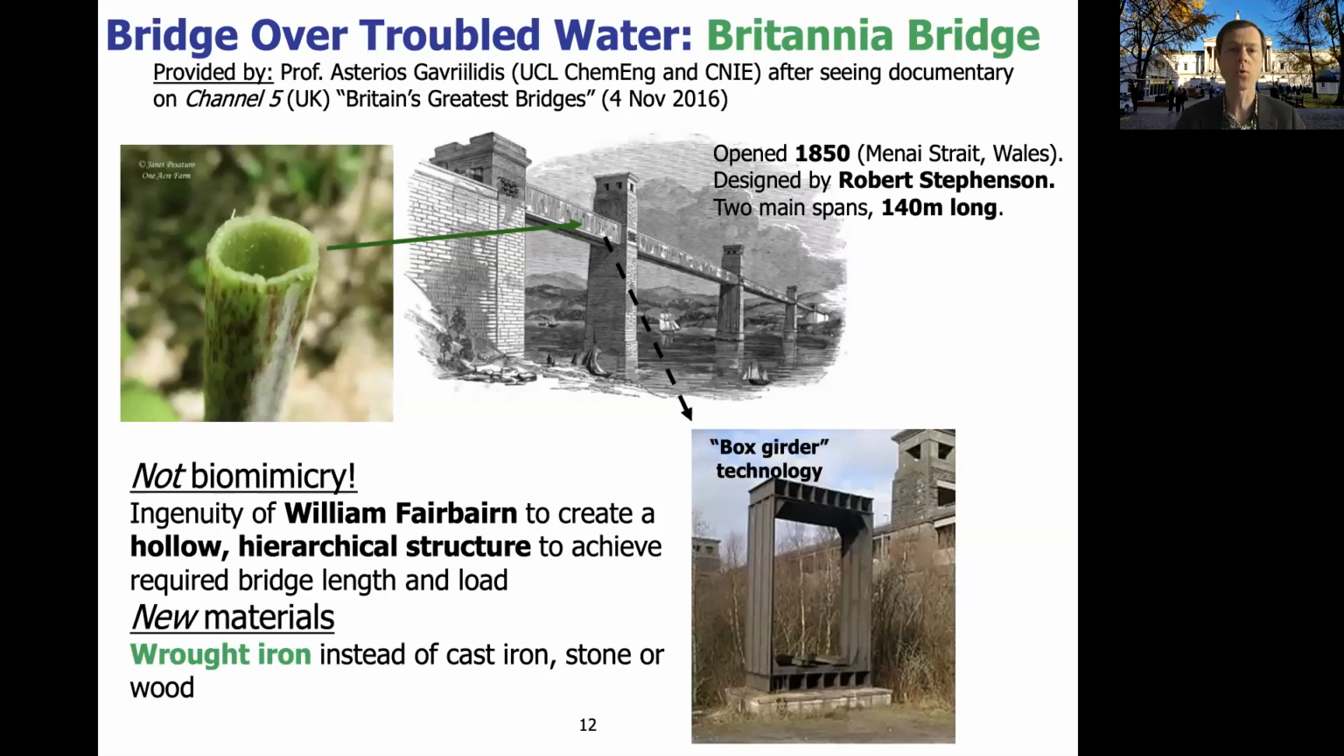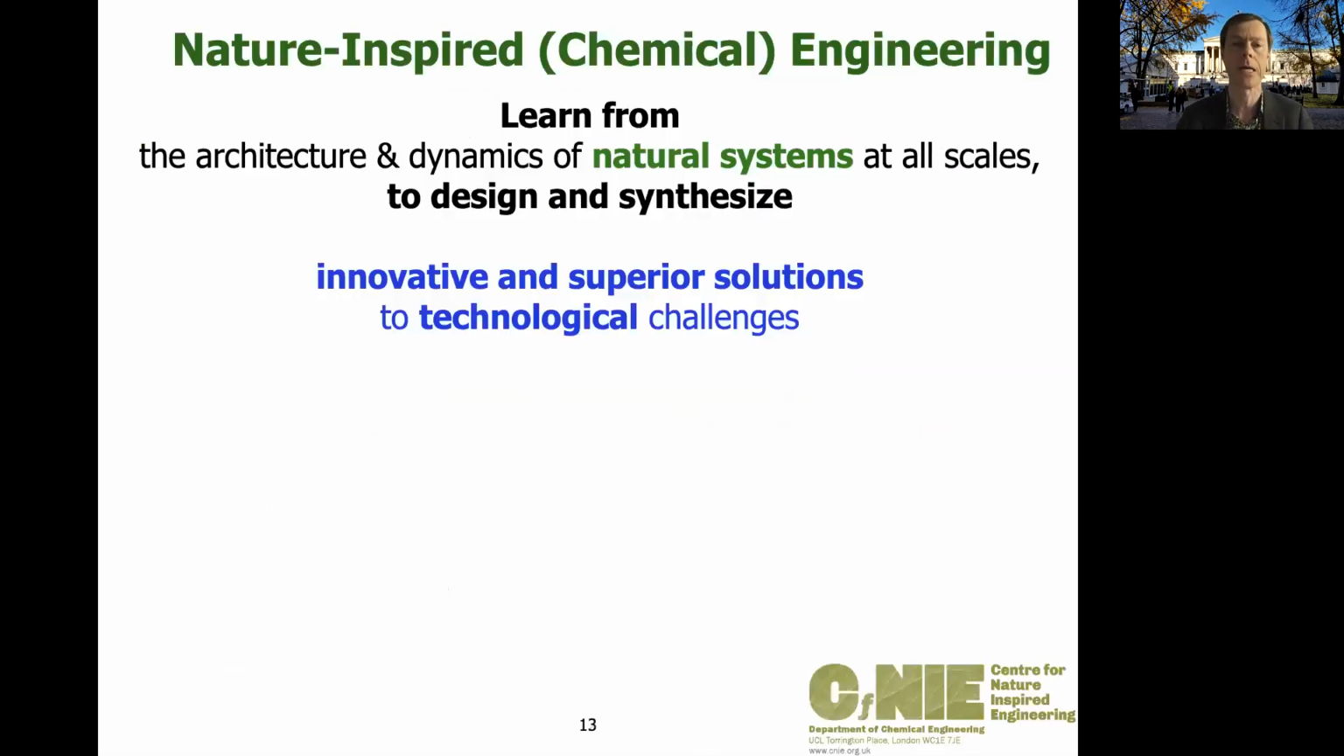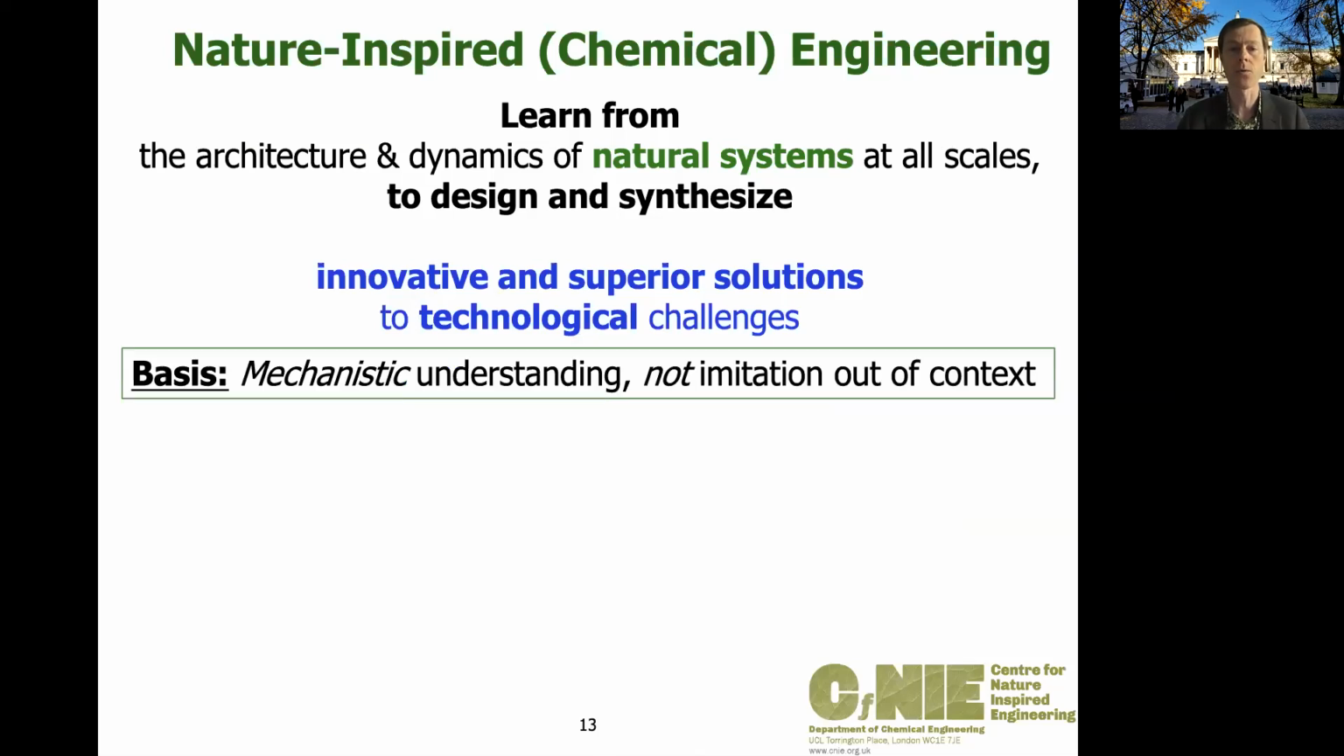And so it's important to integrate elements of new construction, new materials, new insight, and combine this with the inspiration you get from nature. So this to me is a really beautiful example of nature-inspired engineering. So to come back over our definition of nature-inspired chemical engineering, right? We're learning from this architecture, also dynamics, to help synthesize solutions. It's all about mechanistic understanding in nature and not imitating out of context.